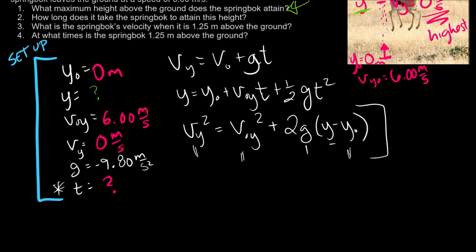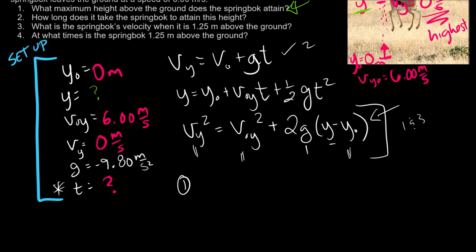So let's figure out what maximum height the springbok attains. And then we can go back, how long does it take to reach its height? This first equation looks like probably a good one to use. What's its velocity when it's 1.25 meters above the ground? We're looking at its velocity at that height, so this one would be good again. So we'll use this one for A and C. This one looks like the best choice for 1 and 3. This one looks the best choice for part 2.